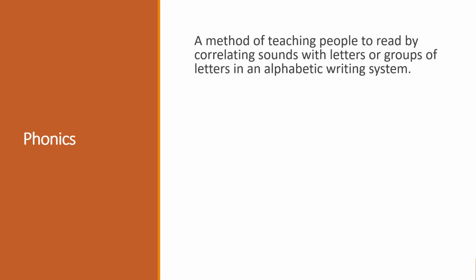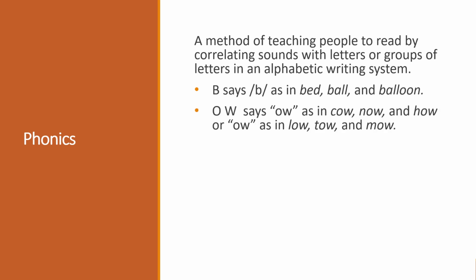Phonics is a method of teaching people to read by correlating sounds with letters or groups of letters in an alphabetic writing system. In preschool and kindergarten, phonics is really letter-sound association. For example, B says B, as in bed, ball, and balloon. In grades 1 and 2, phonics expands to include work on letter combinations. Students learn that OW says ow, as in cow, now, and how, but it can also say O, as in low, toe, and mow.